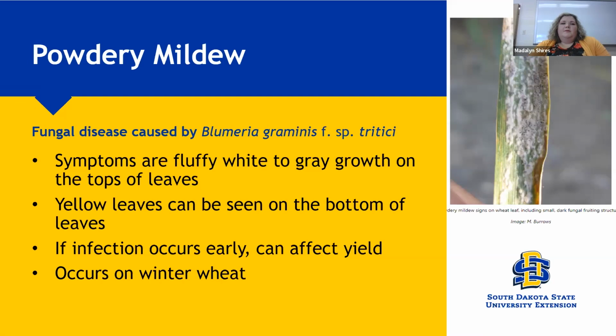The final one that I'm going to mention is powdery mildew. It does pop up every now and then, especially if we have wet weather. The symptoms are fluffy white to gray growth on the tops of leaves. Yellow leaves may be seen at the bottom of the plant. If the infection occurs very early in the season, it can affect yield, and it most commonly occurs on winter wheat.